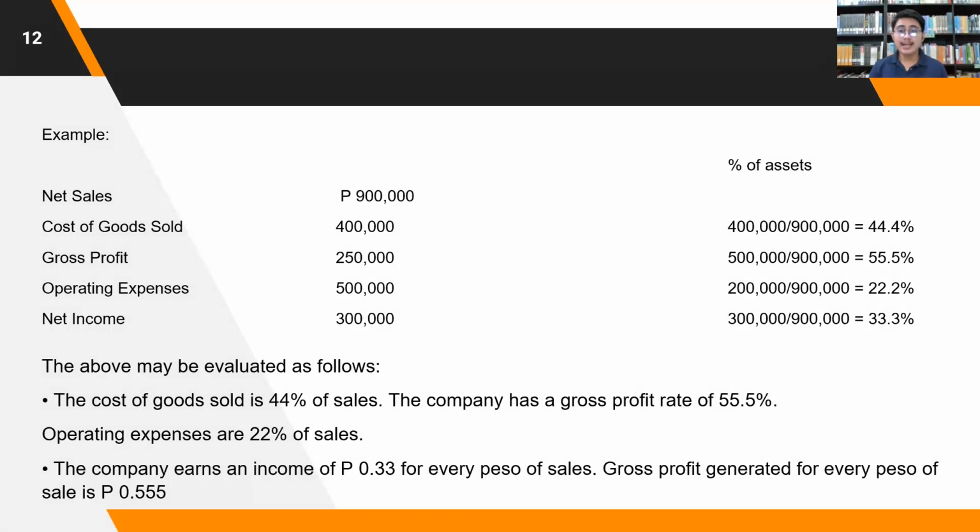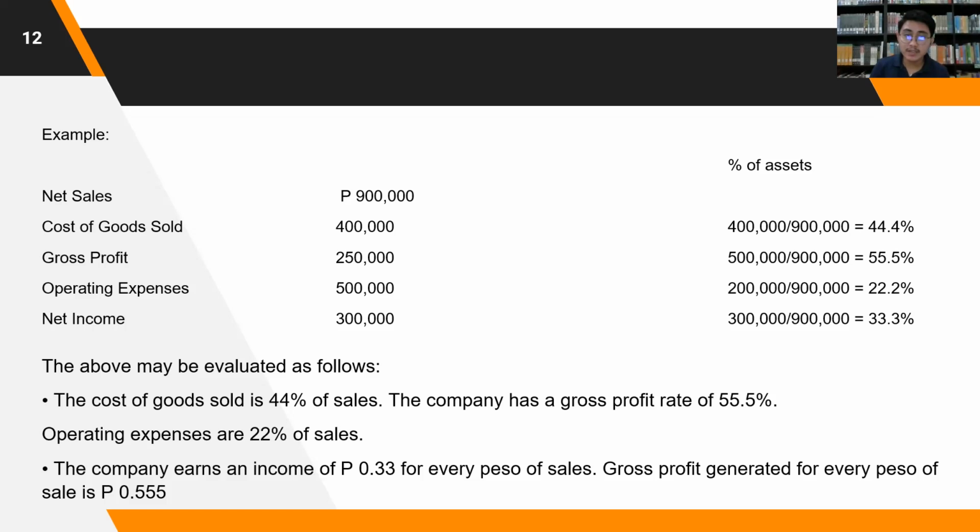So yan, example po natin. Ito po yung statement of comprehensive income. So dito, di ba sabi natin yung base amount natin is the net sales. So we have 900,000 pesos. So makikita po talaga sa statement of comprehensive income, ang net sales po is nasa taas. Okay? So we have the balance of account. We have the cost of goods sold. So ma-start tayo kay cost of goods sold. We have 400,000 pesos. So divide po natin siya sa net sales, which is 900,000 pesos. So it is equivalent to 44.4%.